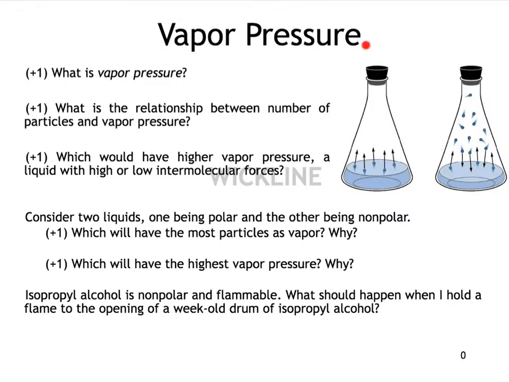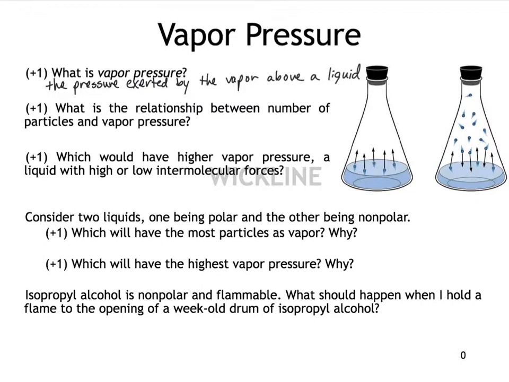So let's start with vapor pressure. Vapor pressure is the amount of pressure produced by a vapor. And so it's shown here. If you have a liquid, the liquid particles can vaporize, and as they come up, they might collide with the walls of their container or each other, and that would produce what we call vapor pressure. So the vapor pressure is the pressure exerted by the vapor above a liquid.